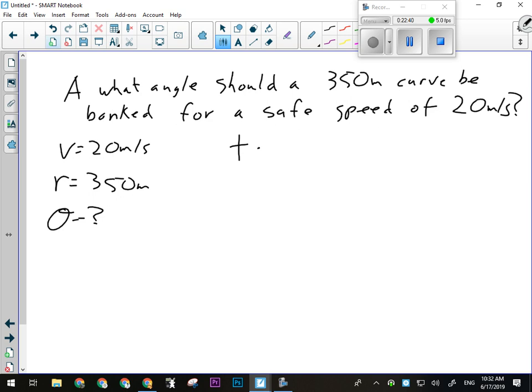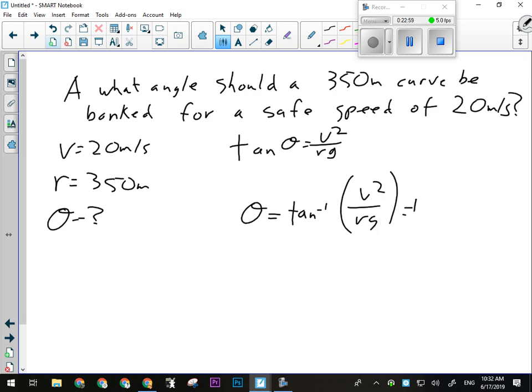So that's going to mean tan of theta equals v squared over r times g. Obviously, we assume that g is 9.81 here, and we're looking for theta. So I'm going to bring tan over to the other side. So theta will be tan to the minus 1 of v squared over rg, tan to the minus 1 of 20 squared divided by 350 times 9.81.